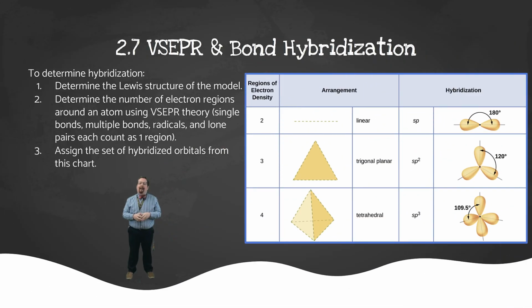To figure out what hybridization your atom has, first draw the most favorable Lewis structure, then determine the number of electron regions around the atom in question. Based on that number, look at this chart to determine the set of hybridized orbitals that will occur.